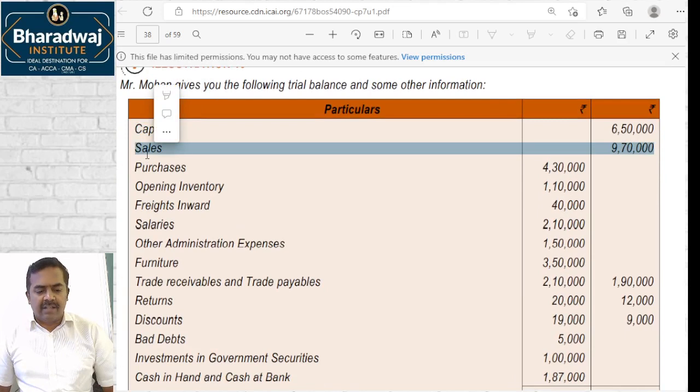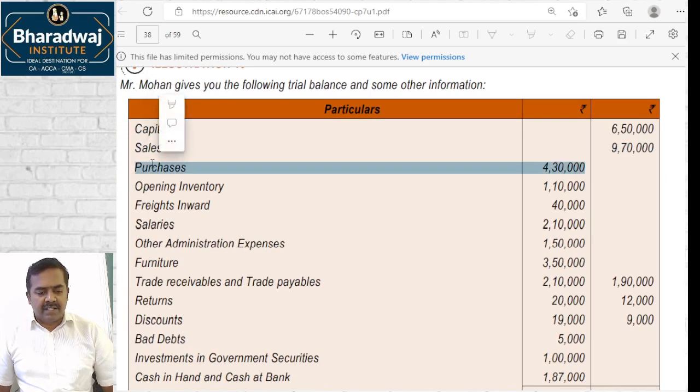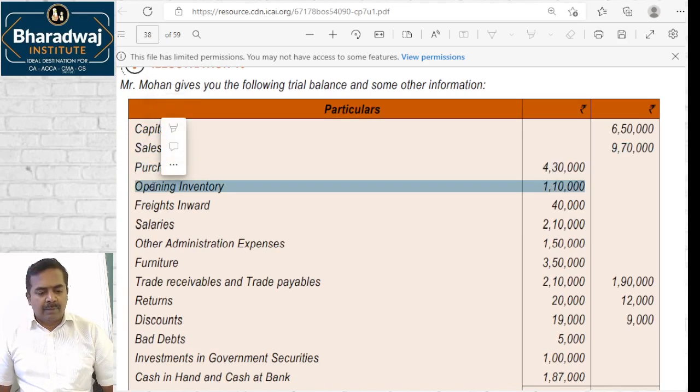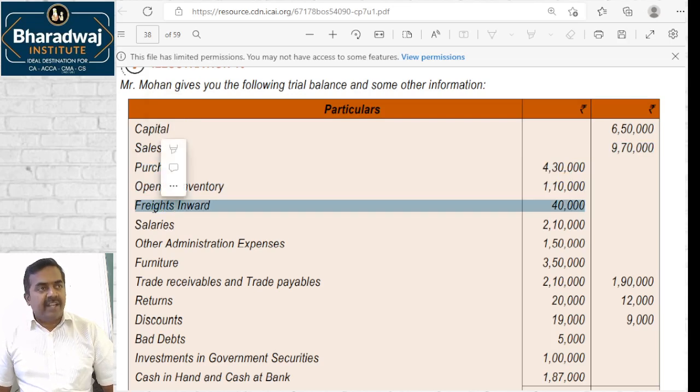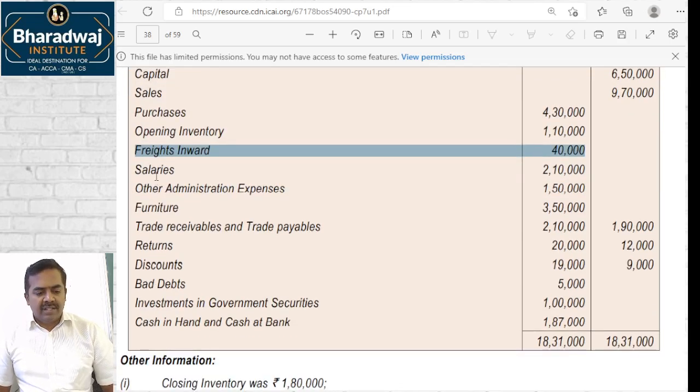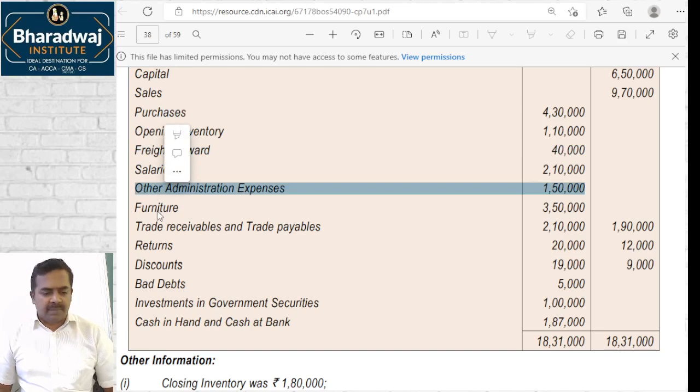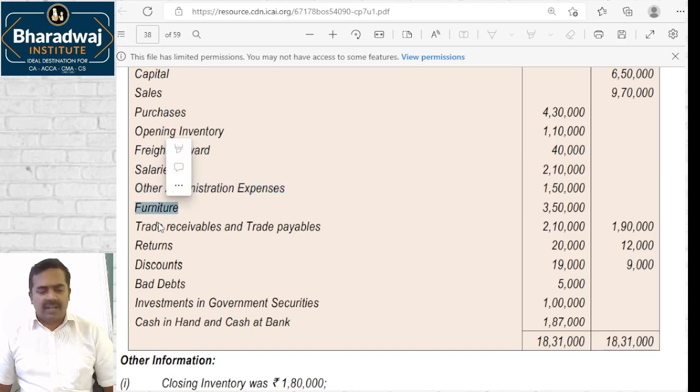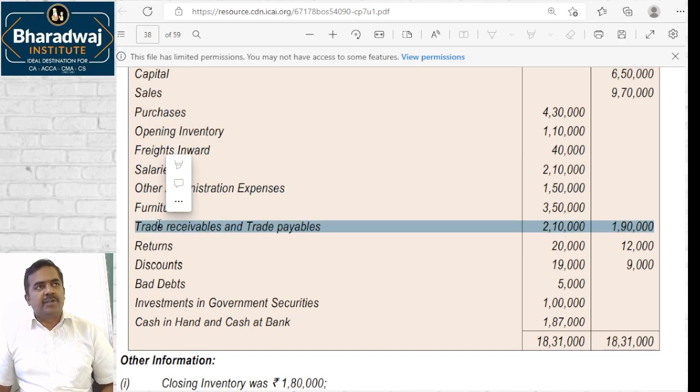Sales will be recorded in trading account. Purchases are recorded in trading account. Opening inventory, trading account. Freight inwards, trading account. Salaries will come in P&L account. Office and administration expenses, P&L account. Furniture, balance sheet. Trade receivable, asset. Trade payable, liability.